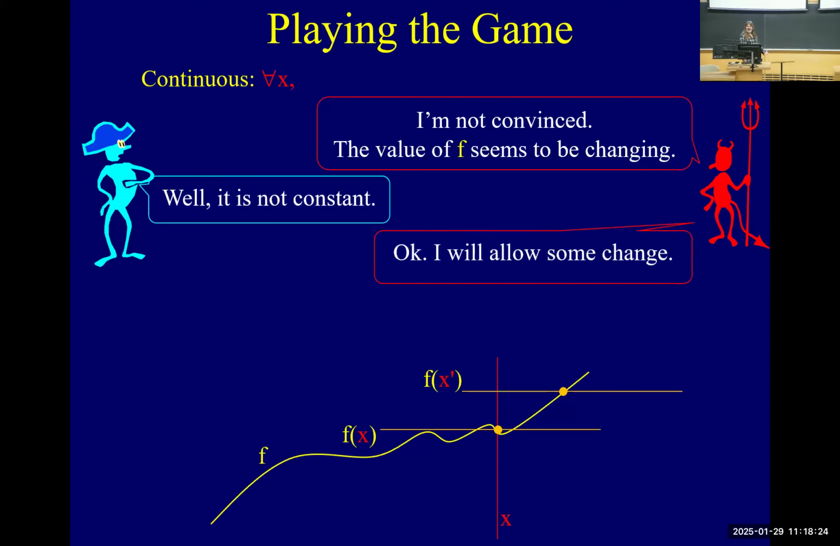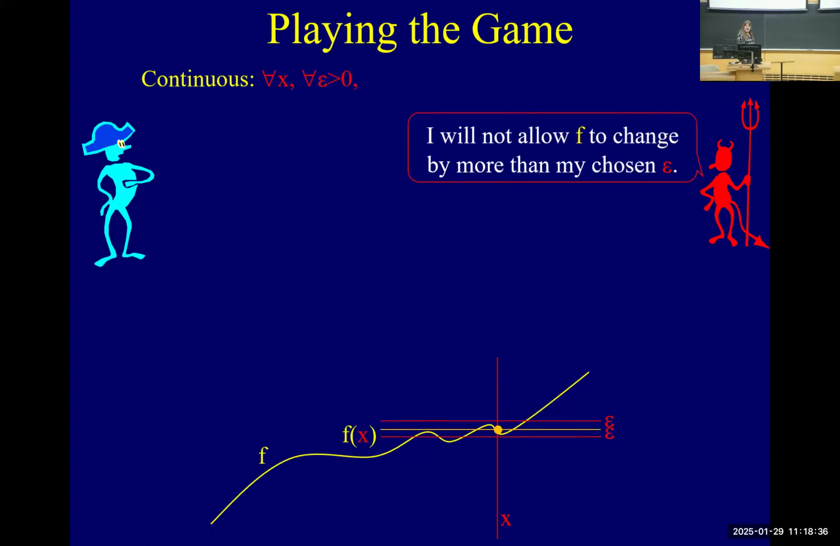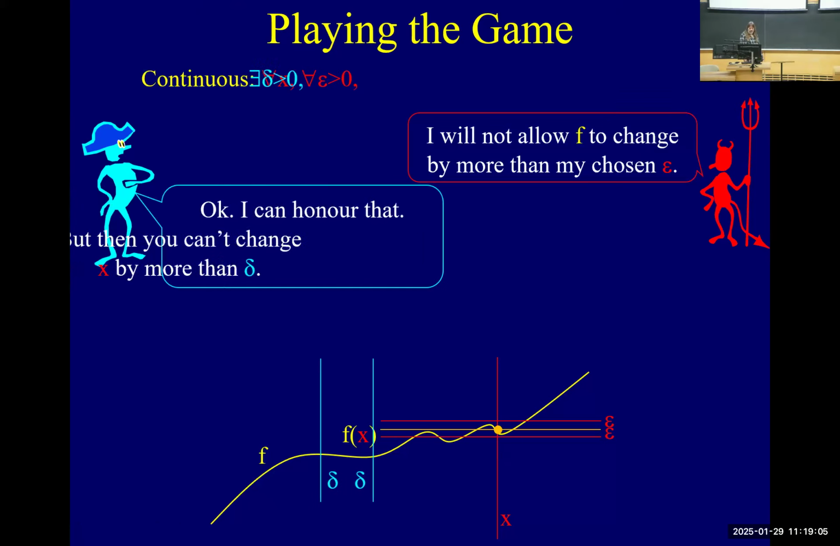Well, what does that mean? Okay, we'll allow some change. How much change am I going to allow? Well, your x prime is way too big. That's too much change. I'm going to allow epsilon change. The adversary can make the allowed change as small as possible. I'm only going to let you have an infinitesimal change, a little change. But he has to give you a concrete epsilon, which is the allowed change. And then, okay, I can do that.